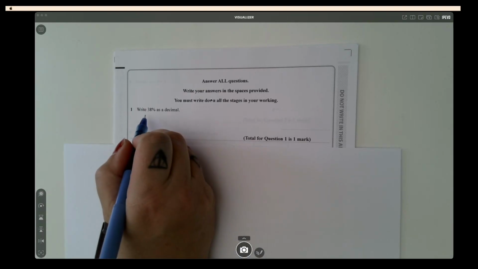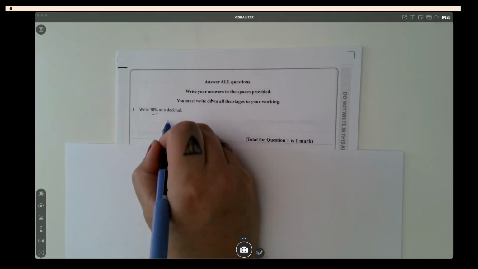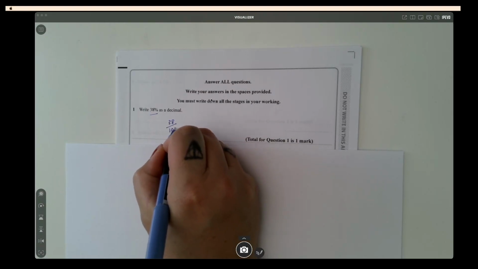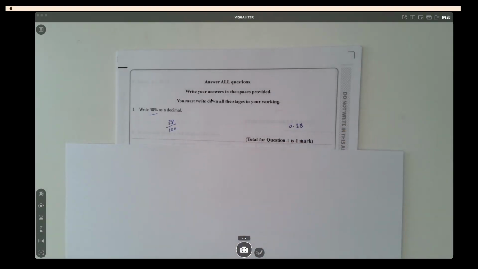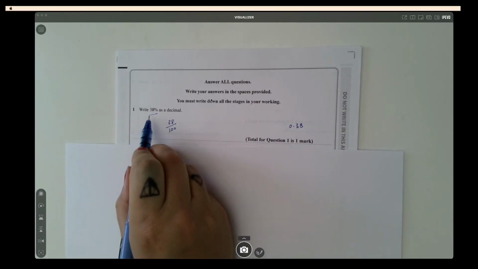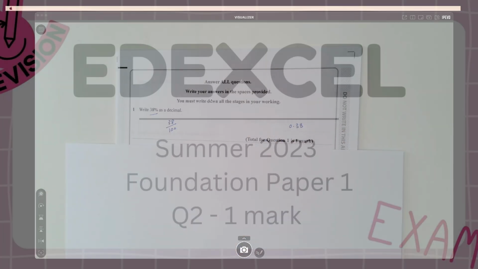Question 1, write 38% as a decimal. So 38% is 38 out of 100, which is 0.38. If you weren't sure, you could just divide 38 by 100, and then that would get you to 0.38.